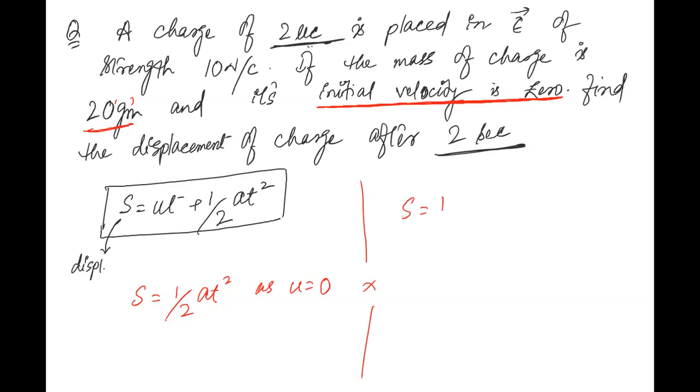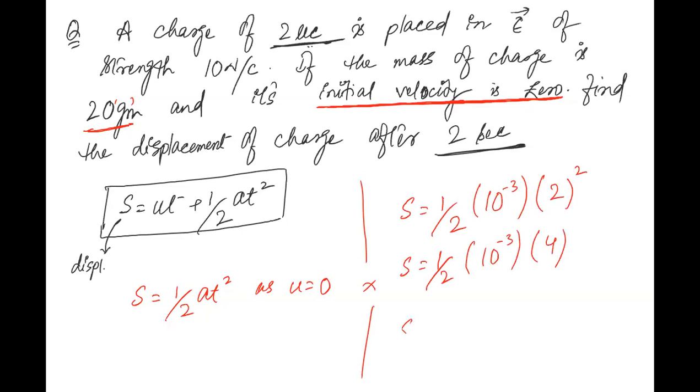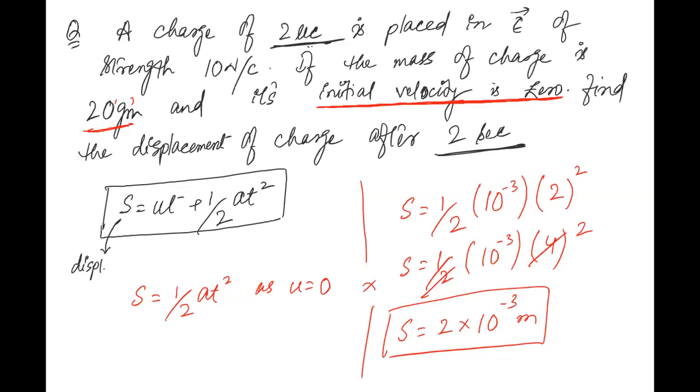So can I write S is equal to half, acceleration you have already calculated, 10 to the power minus 3, into 2 square. So S will be equal to half into 10 to the power minus 3 multiplied by 4. So S will be equal to 2 into 10 to the power minus 3 meters. Is it clear? Yes. Note it down.